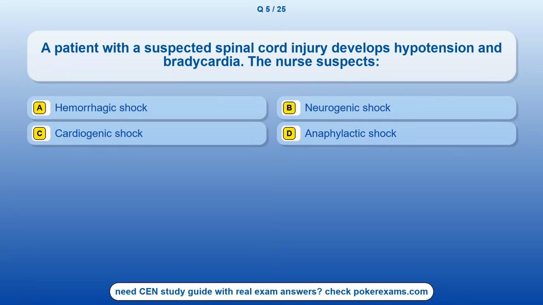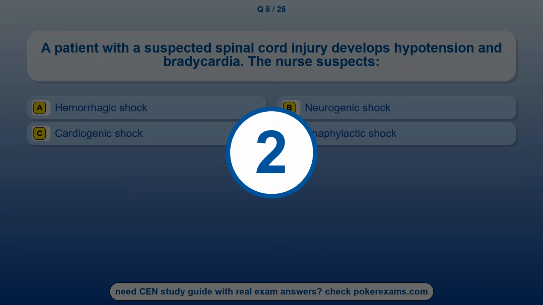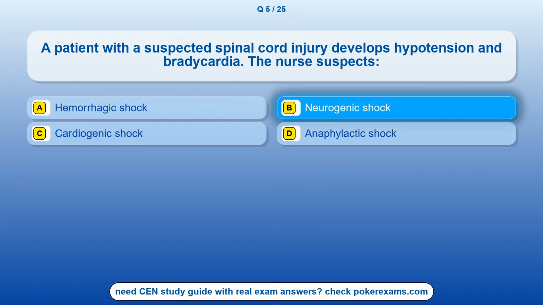Question 5. A patient with a suspected spinal cord injury develops hypotension and bradycardia. The nurse suspects: Option A, hemorrhagic shock. Option B, neurogenic shock. Option C, cardiogenic shock. Option D, anaphylactic shock. The correct answer is option B, neurogenic shock.